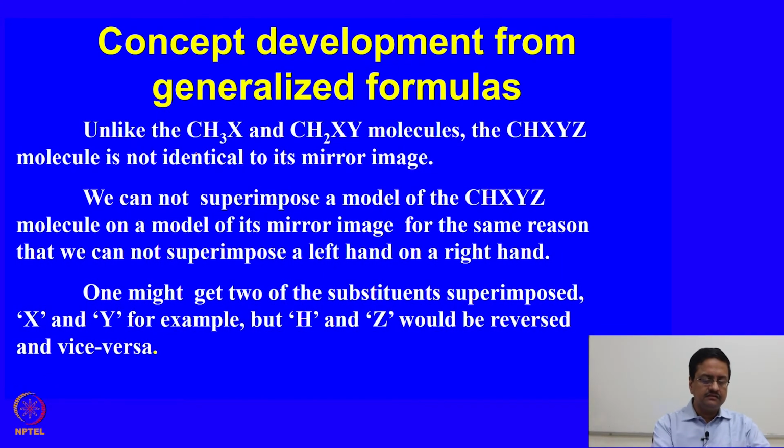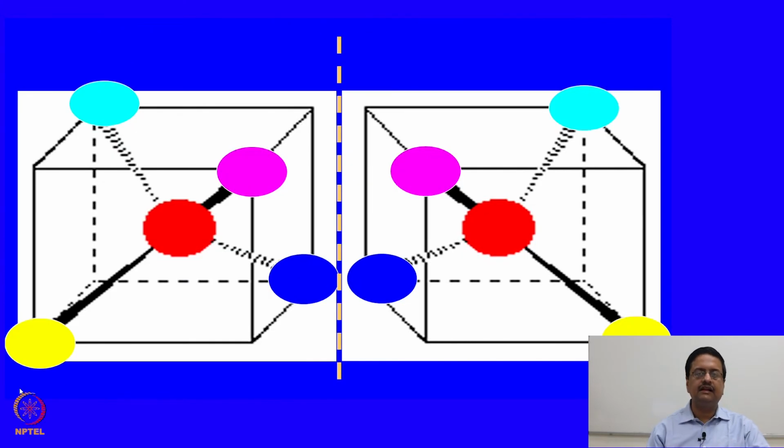But unlike CH3X and CH2XY, if we have a new molecule where all the four groups are different, the molecule is not identical to its mirror image. So we cannot superimpose a model of this CHXYZ molecule on a model of its mirror image for the same reason that we cannot superimpose left hand on right hand. So let us see this by doing a mirror image relationship.